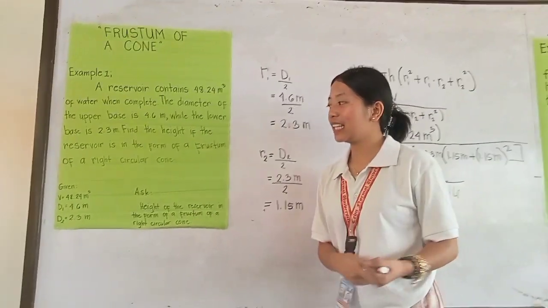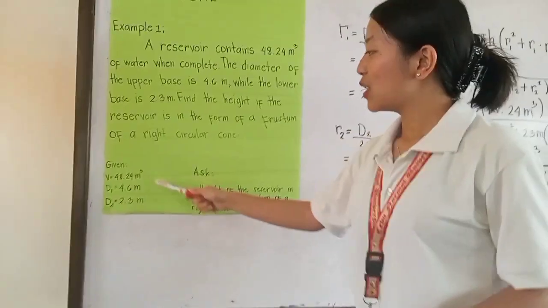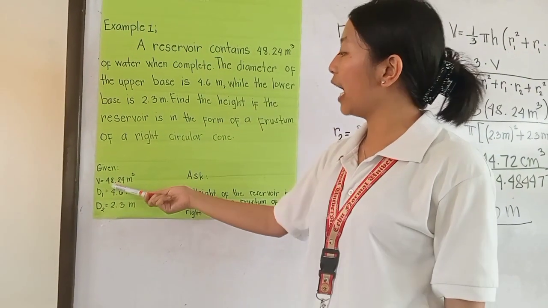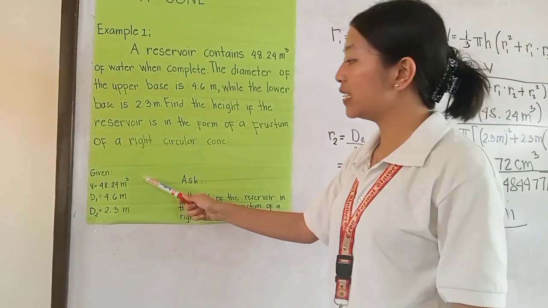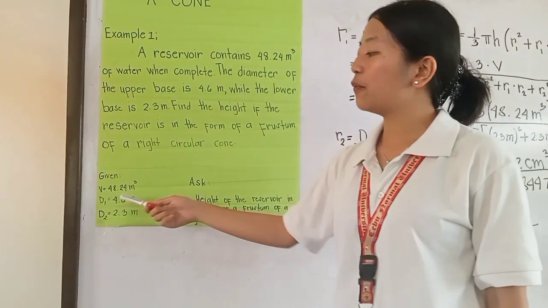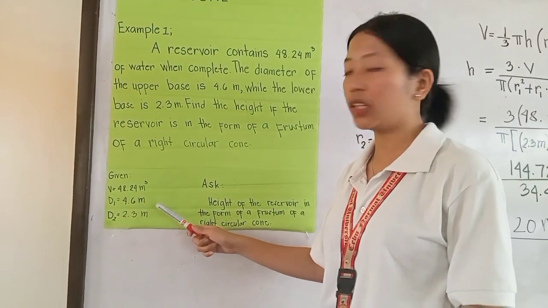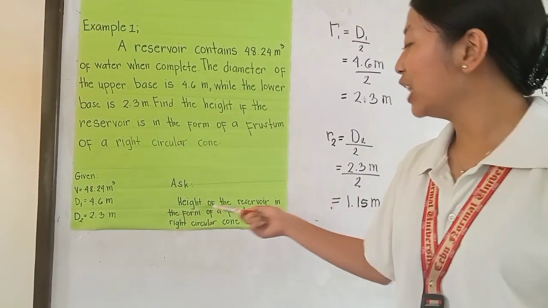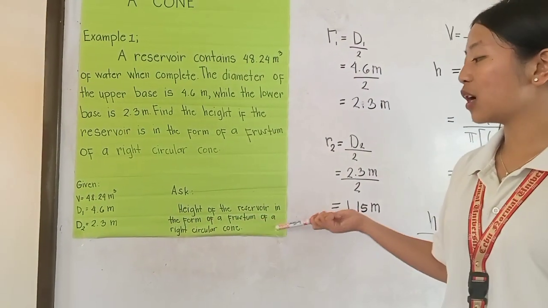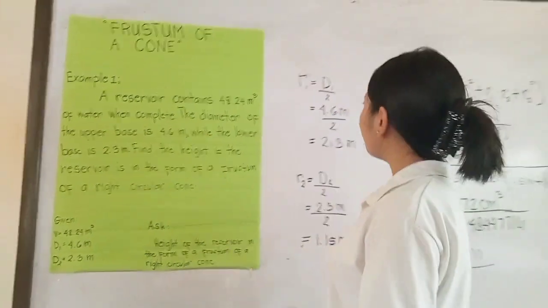So first is the given. The volume is 48.24 cubic meters, the first diameter is 4.6 meters, and the second diameter is 2.3 meters. What is asked? The height of the reservoir in the form of a frustum of a right circular cone.